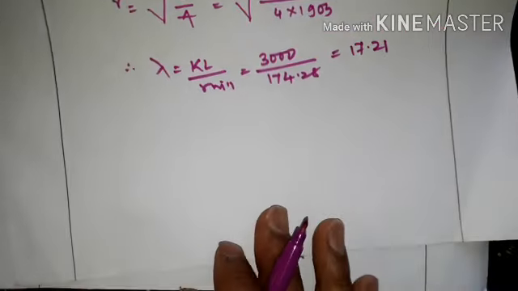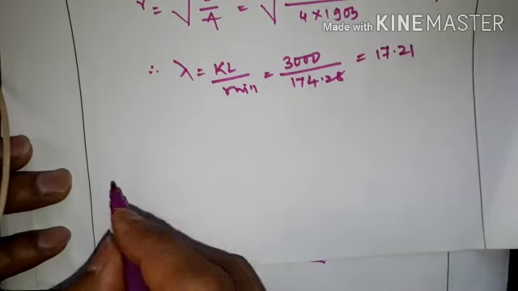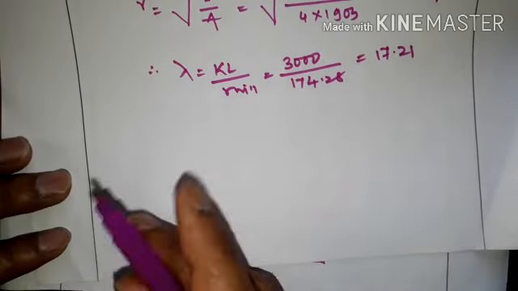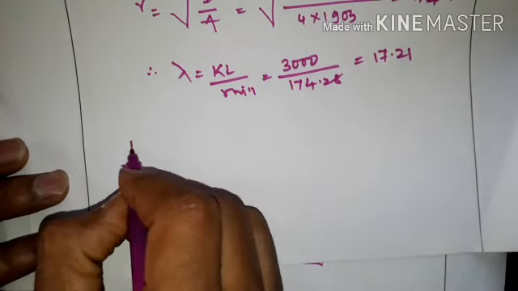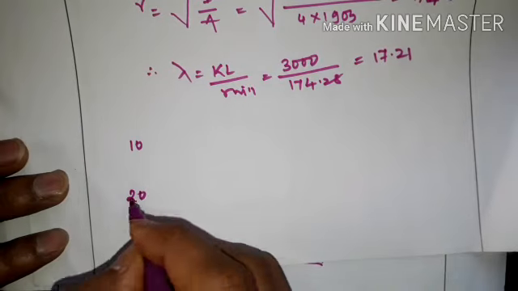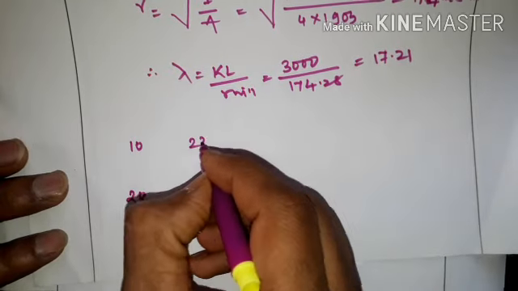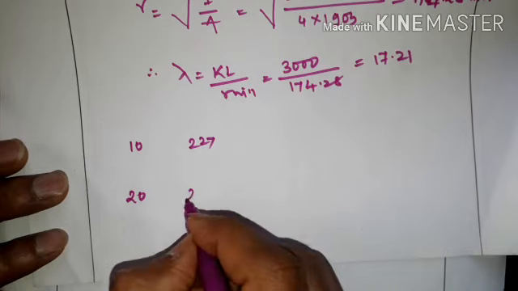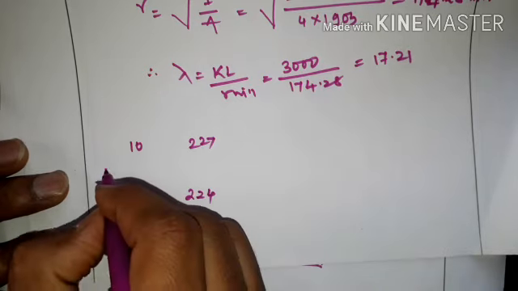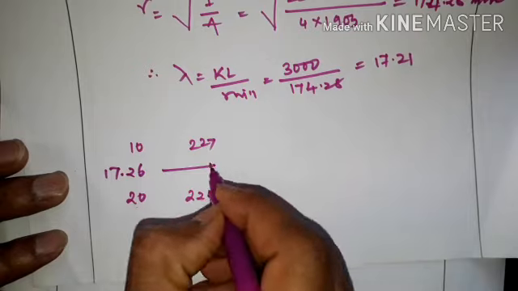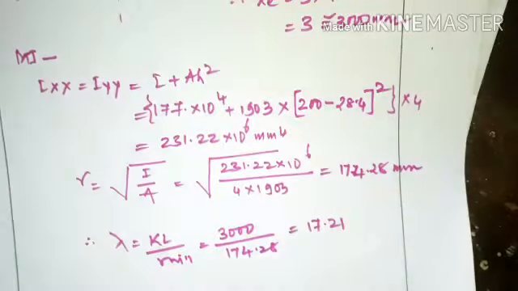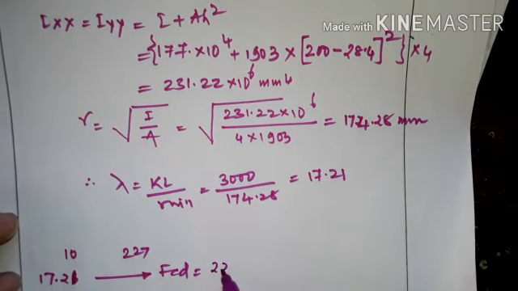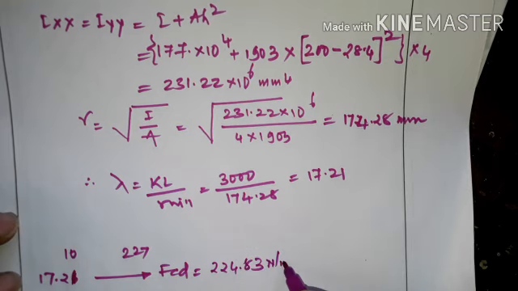Now again we have to interpolate. You have to go back to table number 9C because it is a built up section. For a built up section you have to refer again to table number 9C, so we interpolate between 10 and 20. For 10 the value is 227 and for 20 it is 224, and we need it for 17.21 to find the FCD. After interpolation we get this value as 224.83 Newton per mm square.